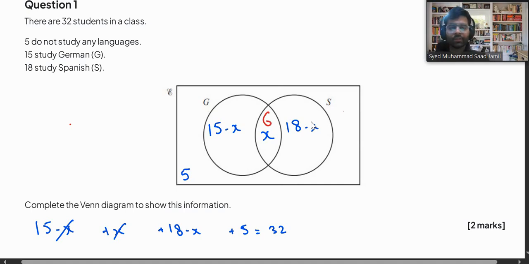15 minus 6 is 9, so it means actually 9 students study only German. 18 minus 6 is 12, which means actually 12 students study only Spanish. So you will erase the remaining part, and if you want me to write it again, the answer would be 9, 6, 12, 5. 9 students study German, 6 students study both German and Spanish, 12 students only study Spanish, and 5 students do not study any language.